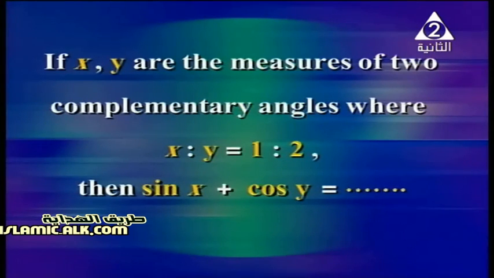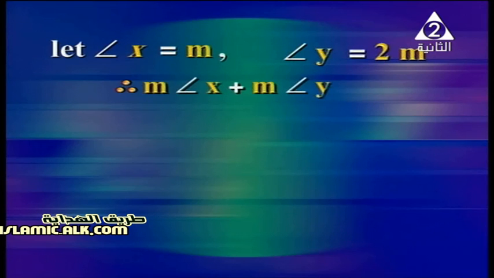Then, what about the ratio? X ratio y equals 1:2. It means that angle x is half angle y. In this case, we can say that let angle x equals m and let angle y equals 2m, as x is half y. What about the sum of these two angles x and y? Their sum will be 90. So measure angle x plus measure angle y equals 90 degrees.